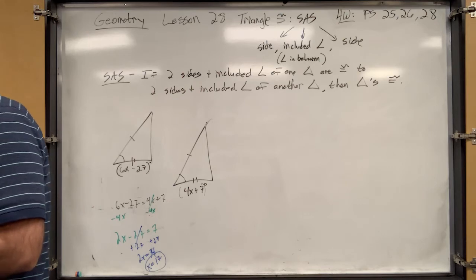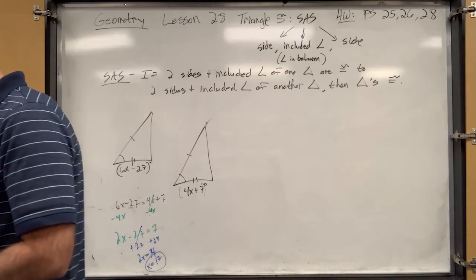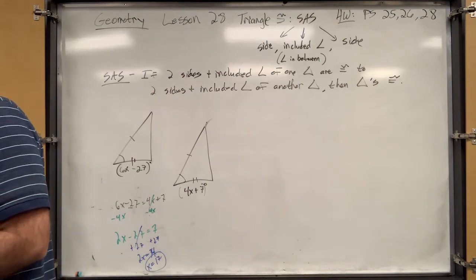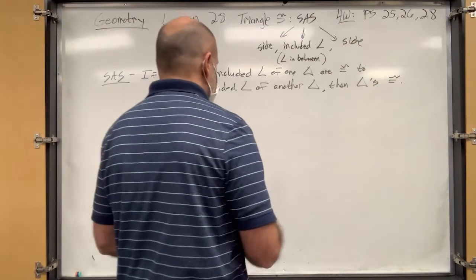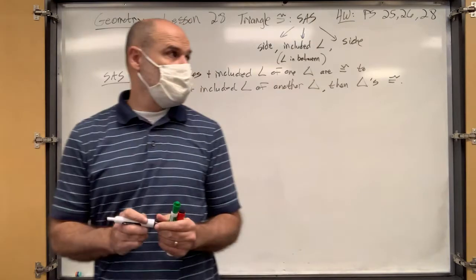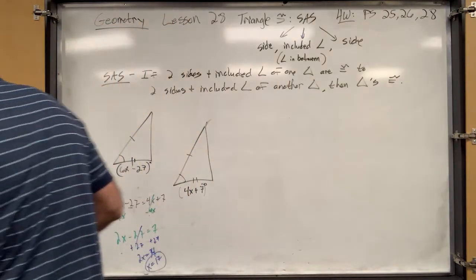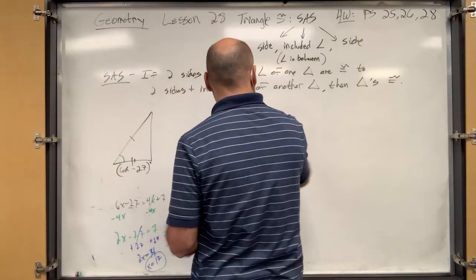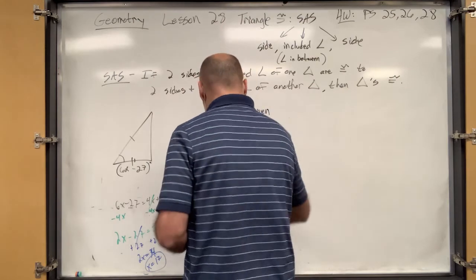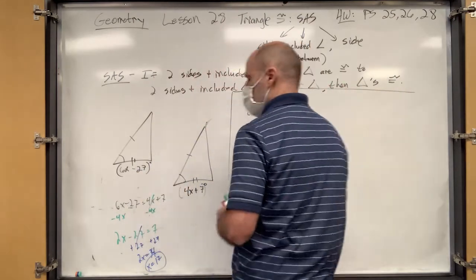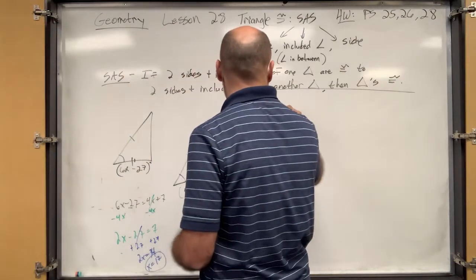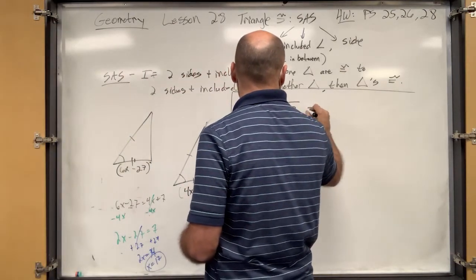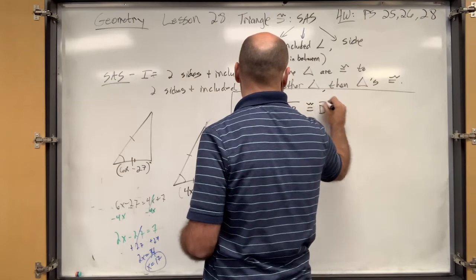Okay, guys, so here's what I want to do. I want to do another proof. Here's what the proof looks like. Given: AB is congruent to DC.